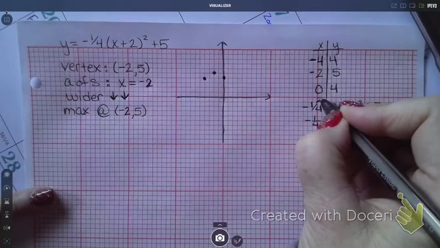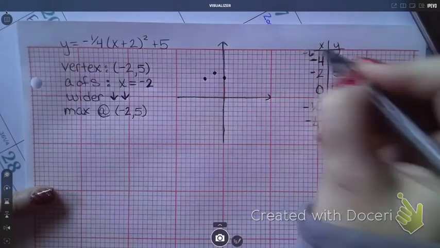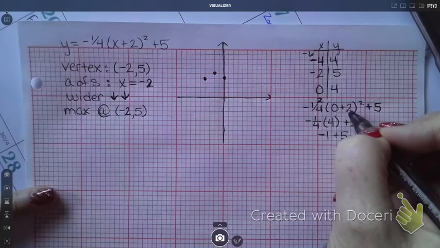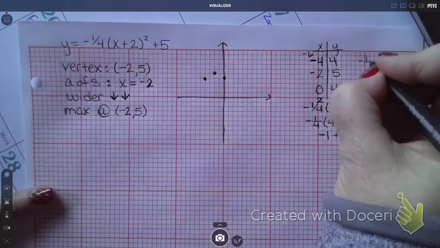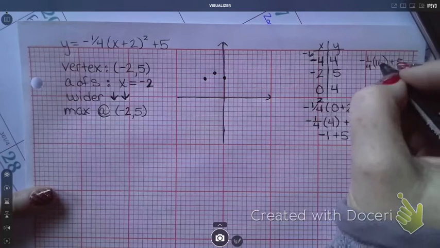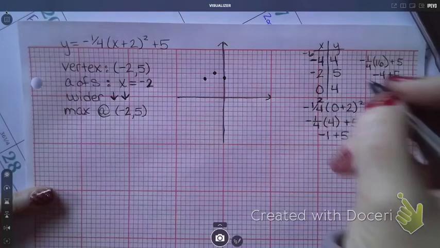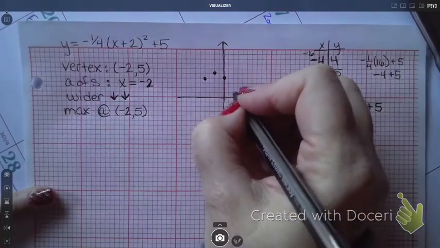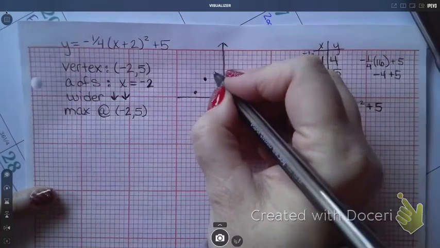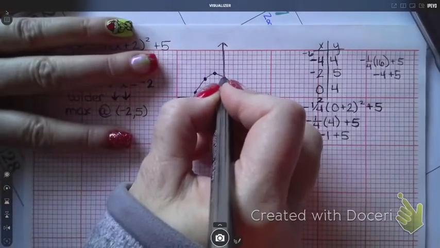So if I did 2, then I would also do negative 6, wouldn't I? So if I plug in 2, I get 2 plus 2, which is 4. Squared is 16, so I have negative 1/4 times 16 plus 5. So then negative 4 plus 5 is positive 1. And to me, that gives me a better idea. I'm not going to force you to do 5, but if I do 5, does it give me a better idea what this looks like?